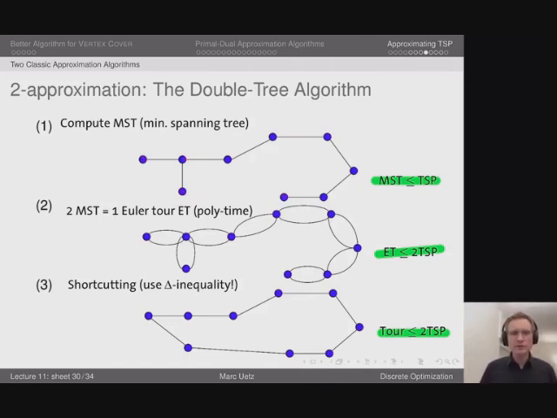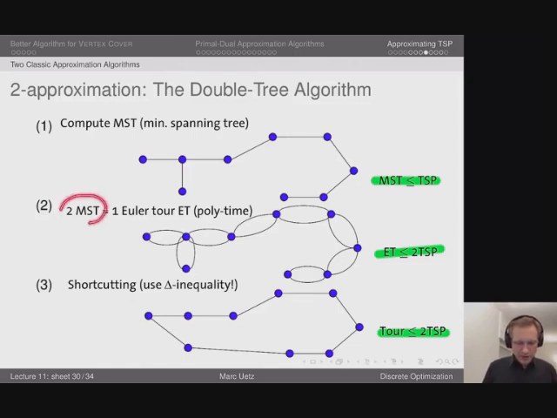But what we can do in order to fix that is we just double all the edges. Okay, so then all the degrees will have been multiplied by 2. So we have a multigraph now where all the vertices have even degree. And I can compute an Euler tour on this graph in linear time, which will traverse all the edges of the graph exactly once. What is the cost of that Euler tour?